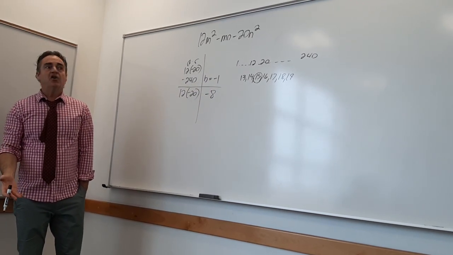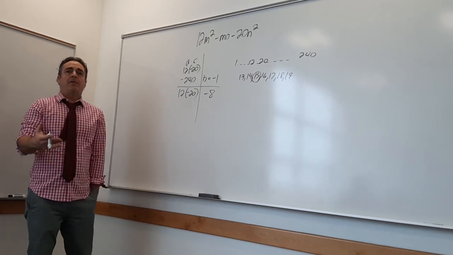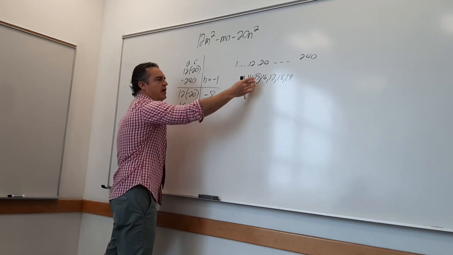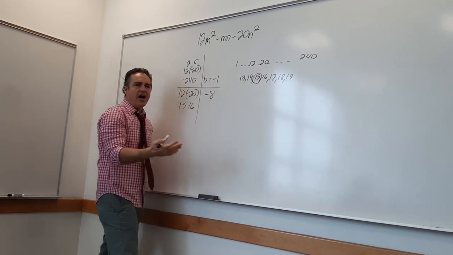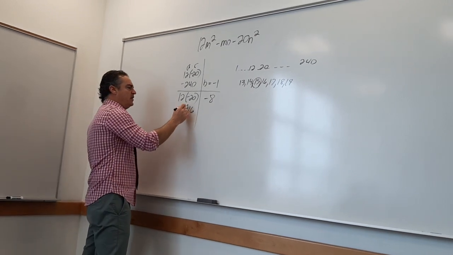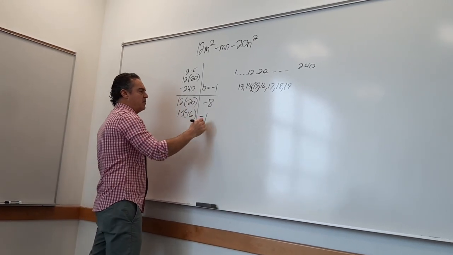If it is 15, get your calculator out, do 240 divided by 15, what do you get? 16. You see how the beauty of this ending in a 0 and that ending in a 5 help guide you to the right one, okay? And then we have 15 and negative 16 makes negative 240, when added together makes negative 1.